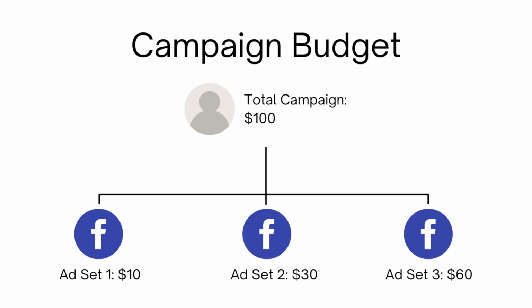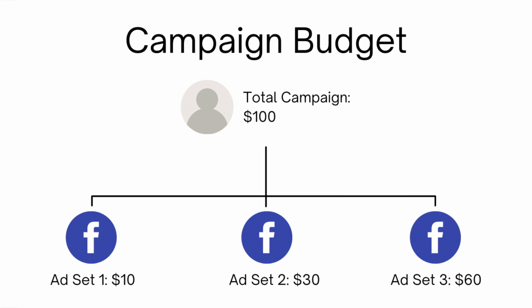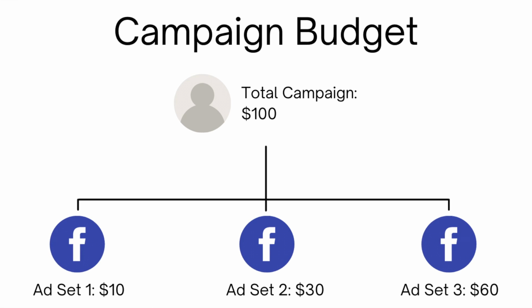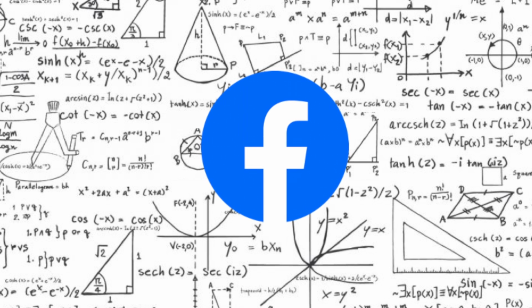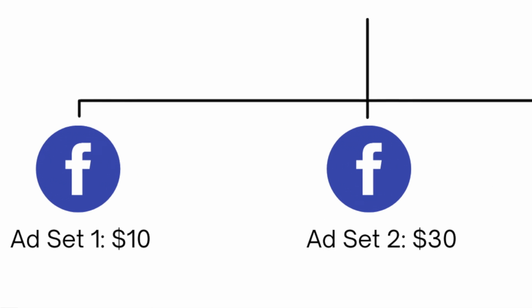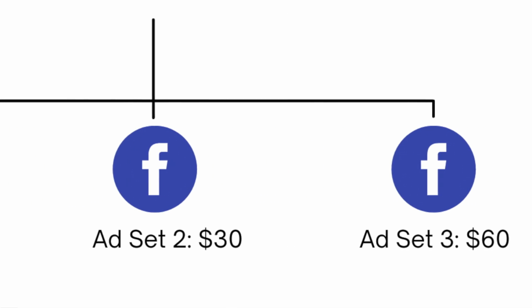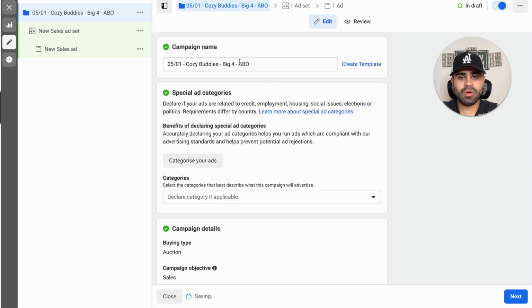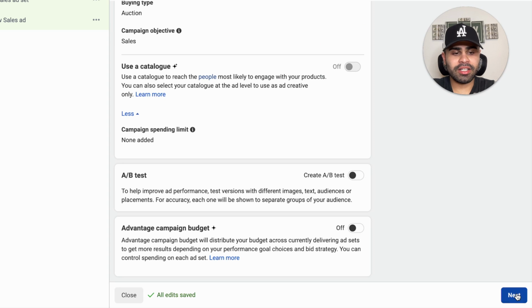So if I were to set it at $100 and I have 5 different ad sets, the $100 will be distributed amongst the 5 different ad sets, and Facebook will go ahead and decide how much each ad set will spend. One can spend $40, another can spend $18, another can spend $5, right? Again, that would depend on Meta, but we're going to go ahead and turn this off as we are running an ABO campaign, an ad set budget optimization campaign. Awesome. So let's go ahead and click on next.